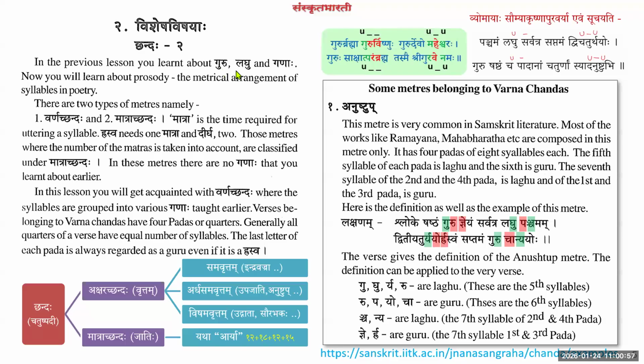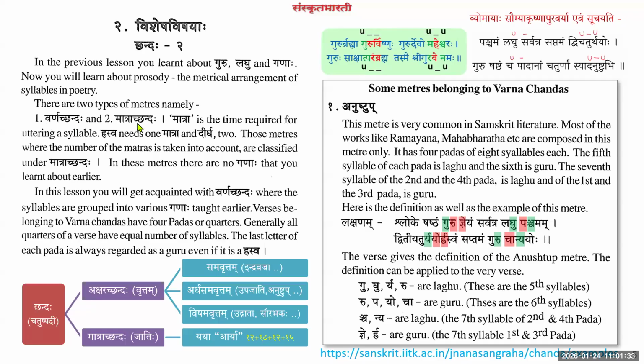In the previous lesson you learnt about Guru, Laghu and Ganaha. Now you will learn about prosody, the metrical arrangement of syllables in poetry. There are two types of meters, namely Varnachandaha and Matrachandaha. This Varnachandaha has an alternate name which is Aksharachandaha. So don't get confused, they are not two different things. Samskrita Bharati uses Varnachanda, but colloquially Aksharachanda is also a well-known Paryaya Pada for the same.